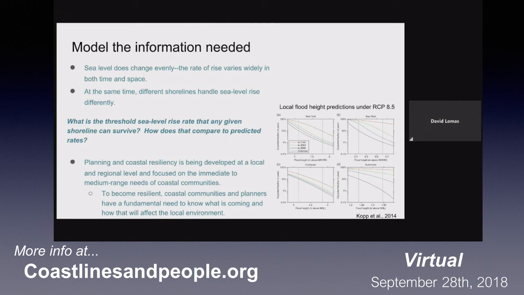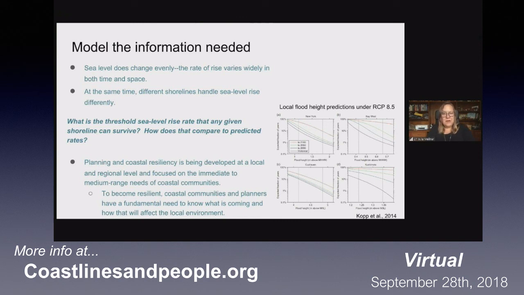Okay, so what is the value? The value is to get modeling focused on the information that is specifically needed. So sea level doesn't change evenly. That applies to both rates and location. And so specific flood prediction models for the future need to know what local sea level rise will be doing.